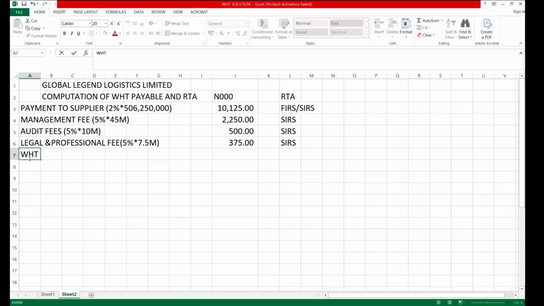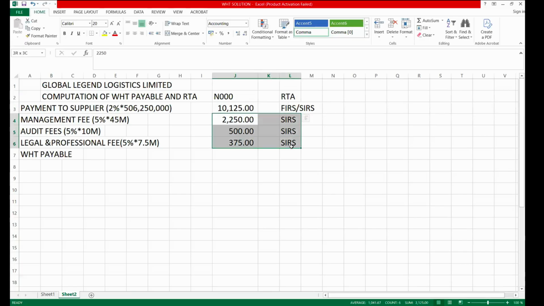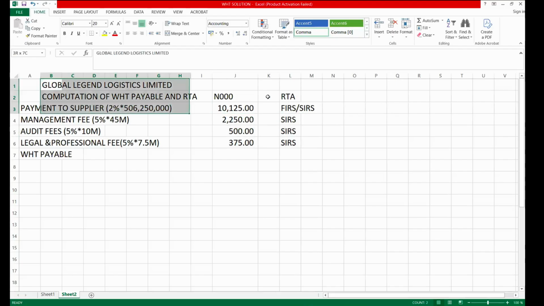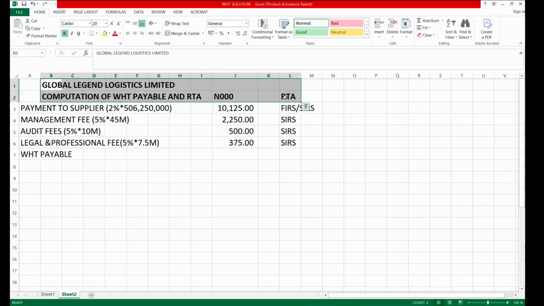The withholding tax payable. So which are payable to each of these? This will be either to federal or state internal revenue, depending on the taxpayer. While all this will be to the state internal revenue of the residence of the particular taxpayer. So that's how to compute withholding tax. So when you are asked for computation of withholding tax, please, you may be asked for the computation of withholding tax. So very important.